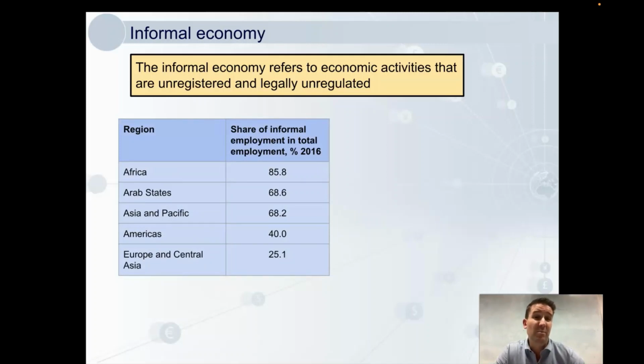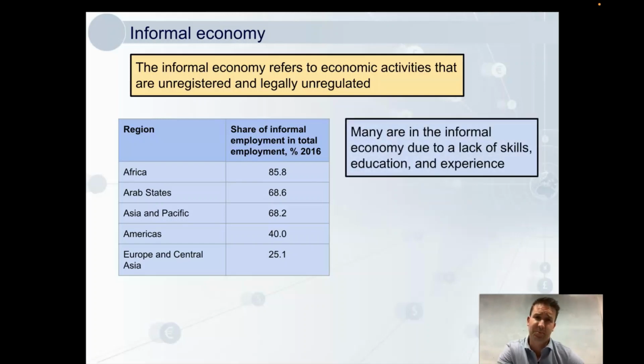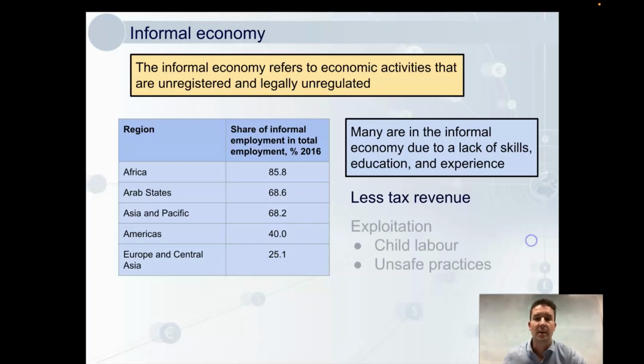Share of informal employment in total employment: in 2016, 85% of employment in Africa was in the informal economy. This is a problem because, firstly, the informal economy exists due to lack of skills and education. But the problems that can come are that they can't charge tax on any of this employment, so there's less tax revenue to do those big things like education, health, and infrastructure.